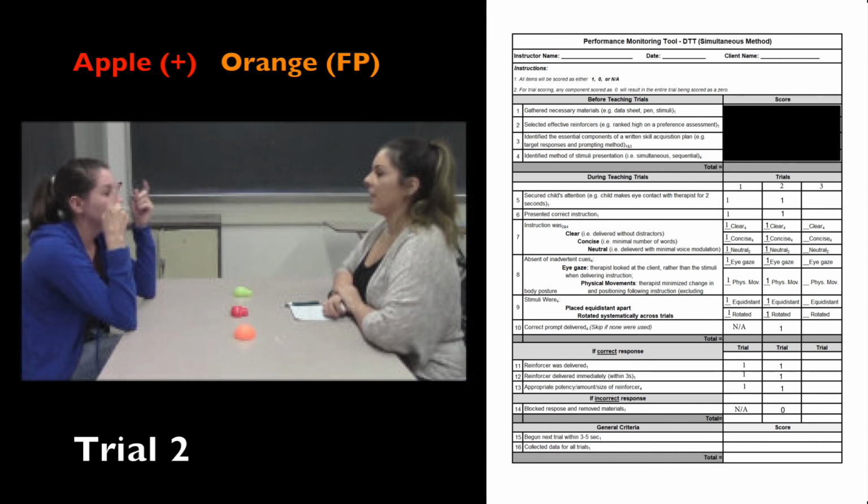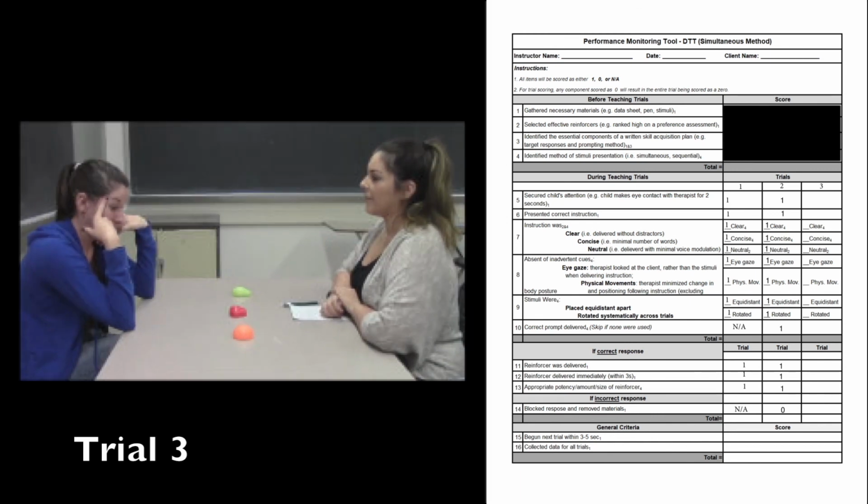Once the RBT established that the full physical prompt was effective, she delivered the reinforcer immediately within 3 seconds, and it was appropriate given that this was the probe trial and we were looking to see which prompt would be most effective. However, because the learner's first attempt was to touch the apple, the RBT should have immediately tried to block that response and move to the next prompt immediately, so she gets a 0 on number 14. Lastly, we can see that she rotated the stimuli and took data, so she gets 1s for the rest of the lower items. Let's move on to our last trial, trial number 3.